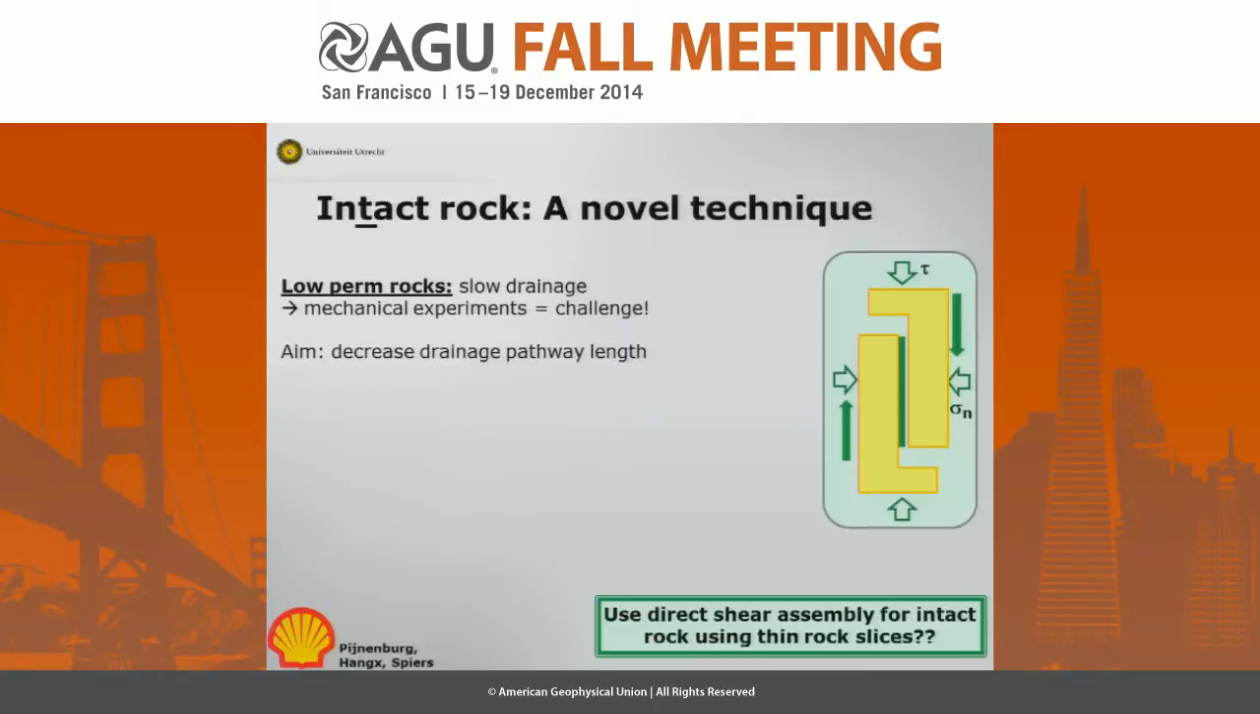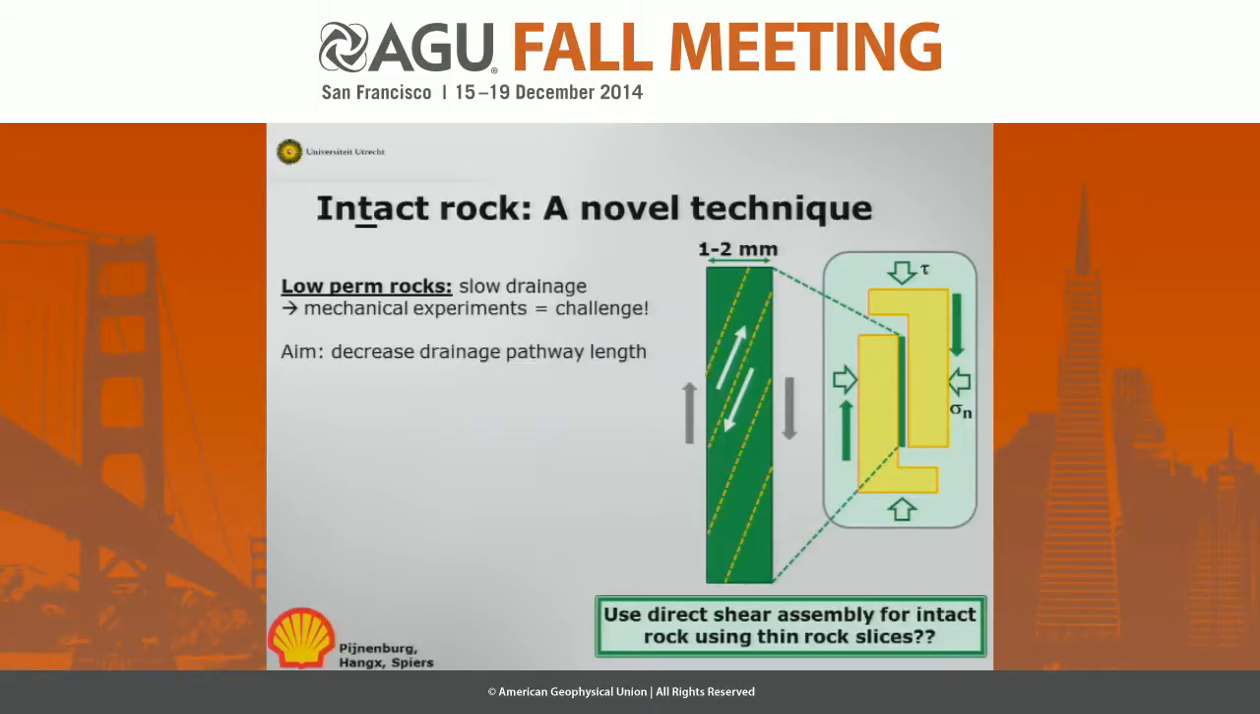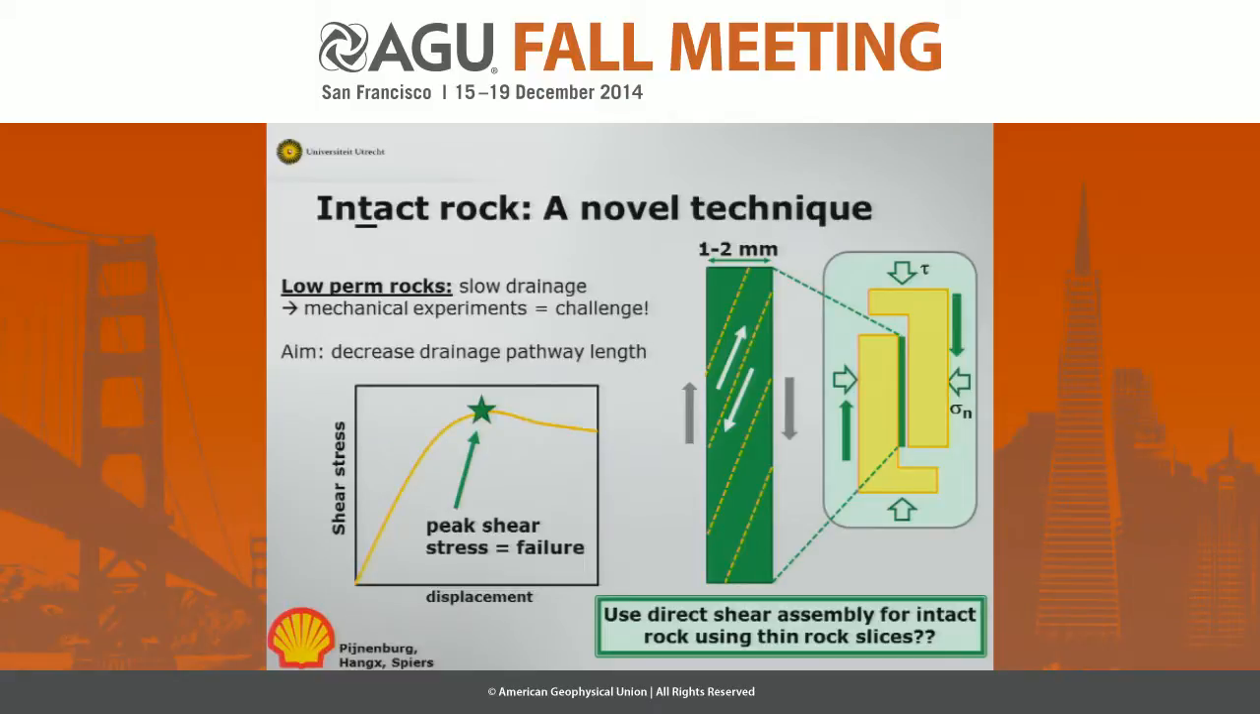So here's again the direct shear assembly as used for simulated fault gouges, but what if instead of a paste of fine-grained material, we put a slice of rock in there? Are we then able to measure the mechanical behavior of this thin slice of rock, which will be only 1 to 2 millimeters thick, so it has a very short drainage pathway across the sample. If we then slide this slice of rock, we will be able to measure the strength that's needed to do this, and at the peak, that will be the point of failure. So we can determine how strong the rock is in this configuration.